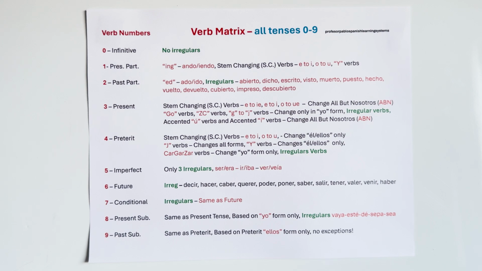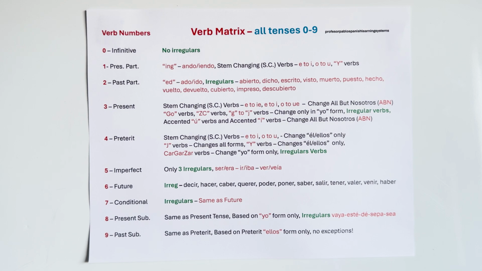In Spanish, luckily, 99% of the verbs in the Spanish language are all going to end in ado, ido in the past participle. Much like the present participle, ing, you take the infinitive ending off and add ando, yendo. For number 2, past participle, you take the infinitive ending off and add ado, ido. There are some irregulars, and you see them there. There's like abierto, dicho, escrito, visto, muerto, puesto, hecho, vuelto, devuelto, cubierto, impreso, and descubierto, etc. There are others, but not too many.